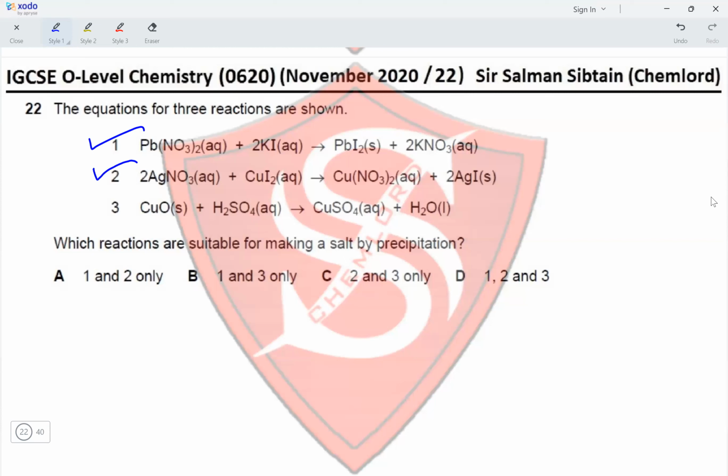Next, we have copper oxide, which is insoluble, reacting with sulfuric acid. This produces copper sulfate, which is a soluble salt, and water. So a soluble salt can be produced by this reaction, but this can be extracted by crystallization. So this is not a salt that is produced by precipitation. So this becomes incorrect. Since reactions 1 and 2 are correct, option A is the correct option for this question.